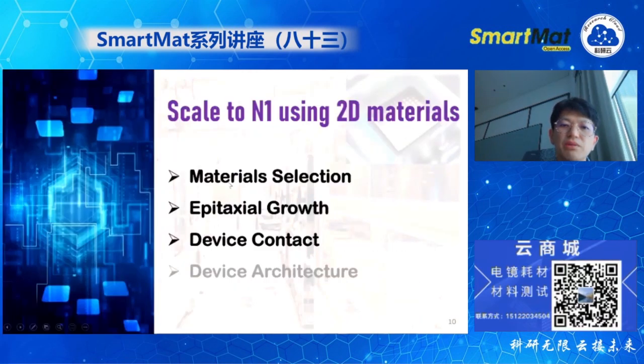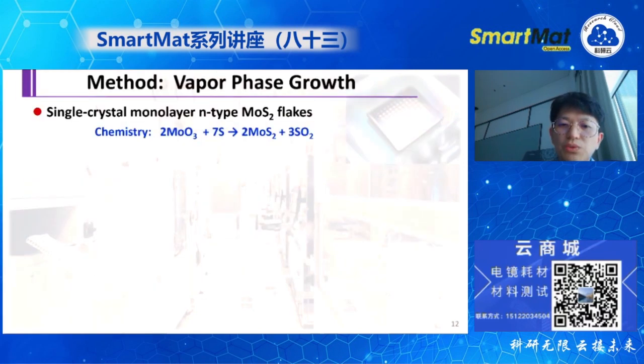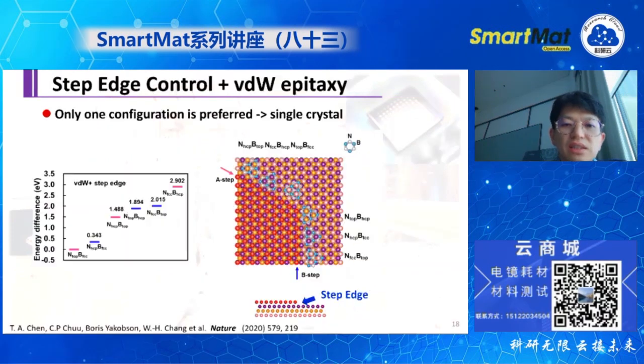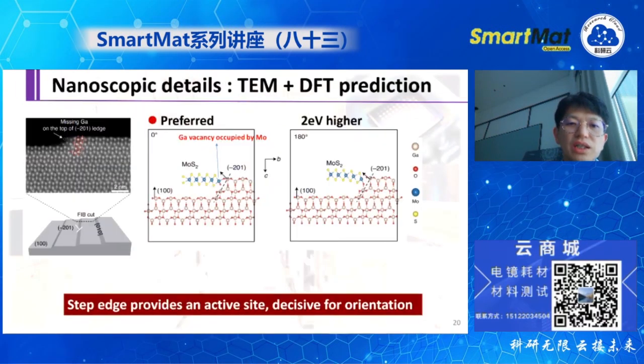I mentioned material selection, epitaxial growth, and device contact, but I didn't really mention device architecture. For these parts, how to form the NFET or PFET and how to form the CMOS using 2D materials, I think this is still an open question. Even for the device contact, whether we really want to use top contact, as we show in the bismuth MoS2 contact, or we want to use edge contact. So let me show you the edge contact.